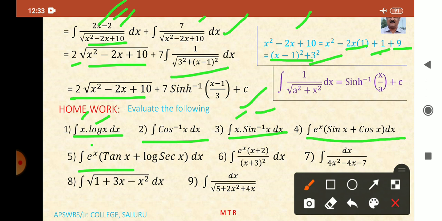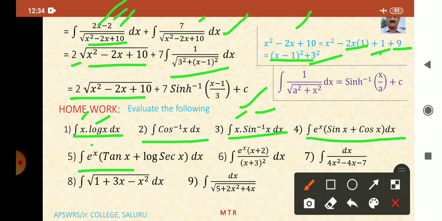Sixth problem, e power x into x plus 2 by x plus 3 whole square. Already we solved this type of problem. Adding and subtracting 1 to x plus 2, that is x plus 3 minus 1. So x plus 3 by x plus 3 whole square minus 1 by x plus 3 whole square. X plus 3 cancels: e power x into 1 by x plus 3 minus 1 by x plus 3 whole square. The derivative of 1 by x plus 3 is minus 1 by x plus 3 whole square. So 1 by x plus 3 is our f of x. So the answer is e power x into 1 by x plus 3.